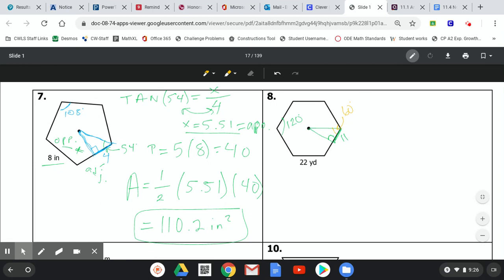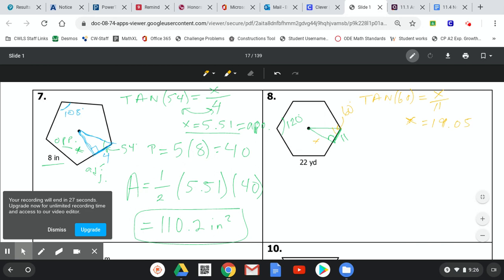So this is where we're saying, again, trying to find x over here. So tangent of 60 equals x over 11. X is high, multiply. So x is 19.05.